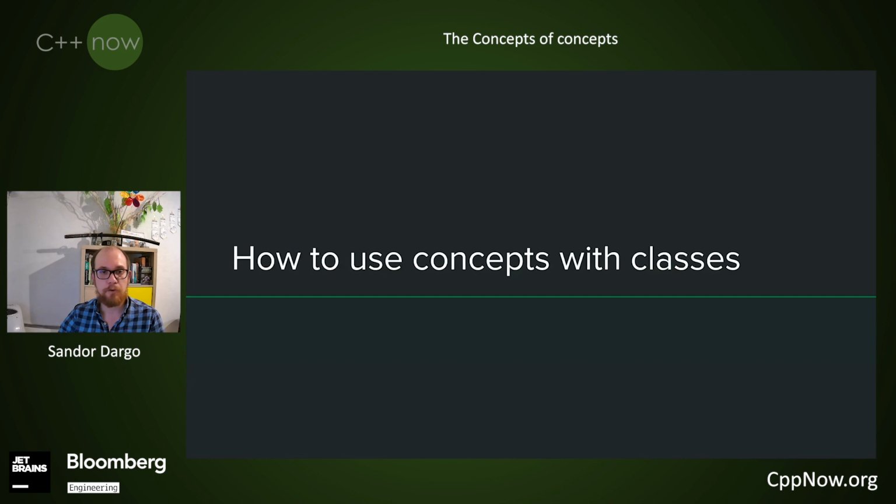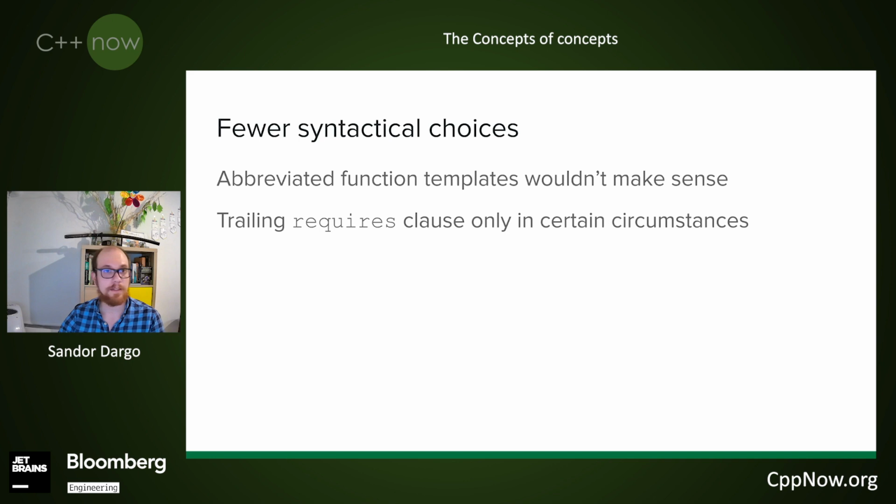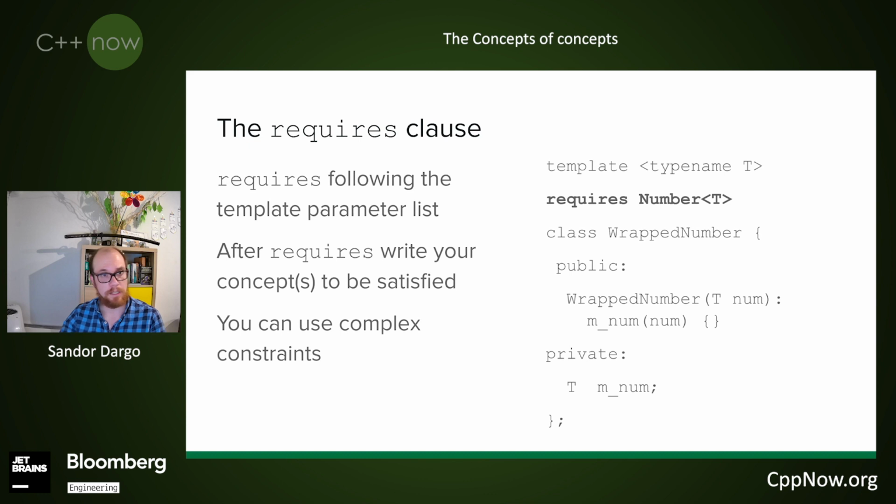So now let's see how to use the concepts with classes. Here you have a bit fewer syntactical choices, because, for example, abbreviated function templates wouldn't make sense because we don't talk about function templates anymore. And the trailing requires clause can appear only in certain circumstances that we are going to see. Probably it's one of the most interesting ways to use concepts with classes. But before, let's mention what we still have.